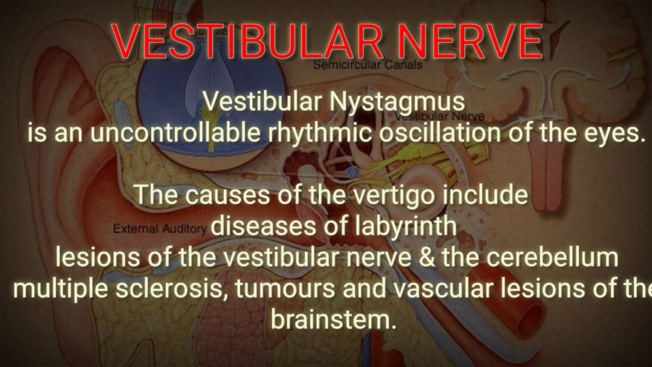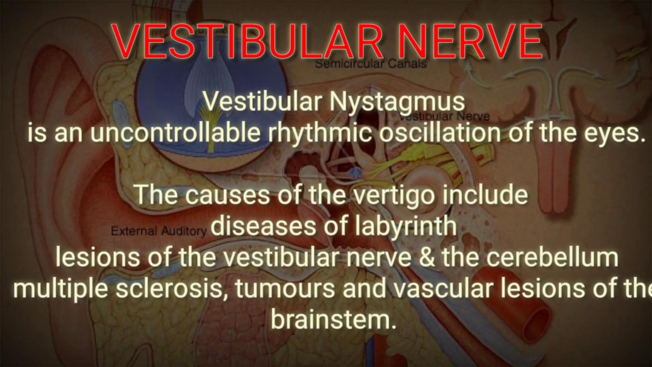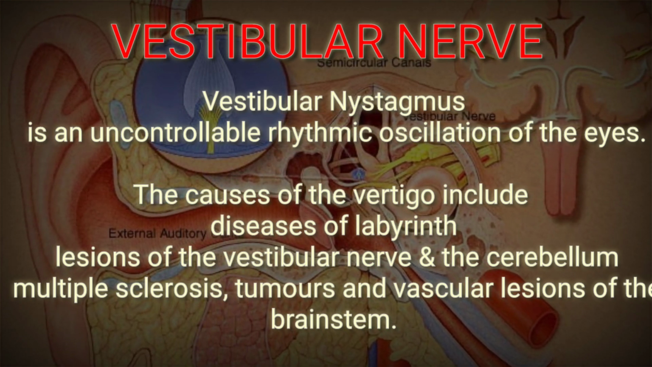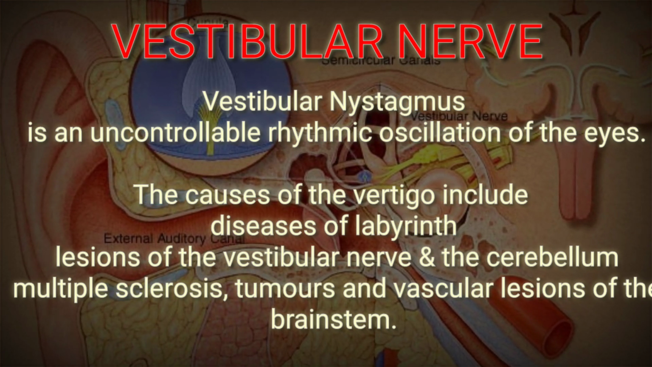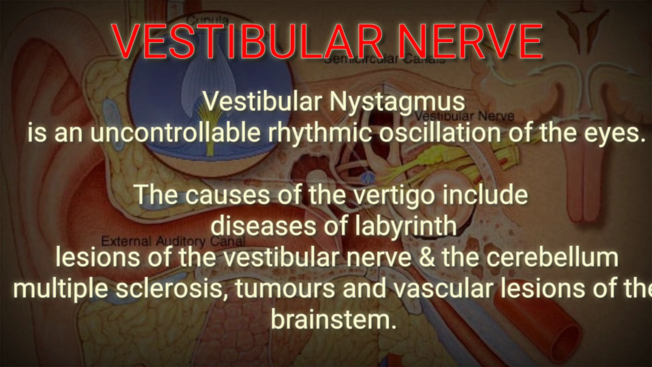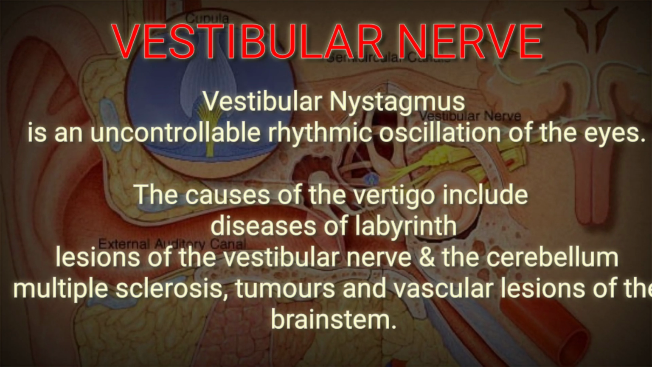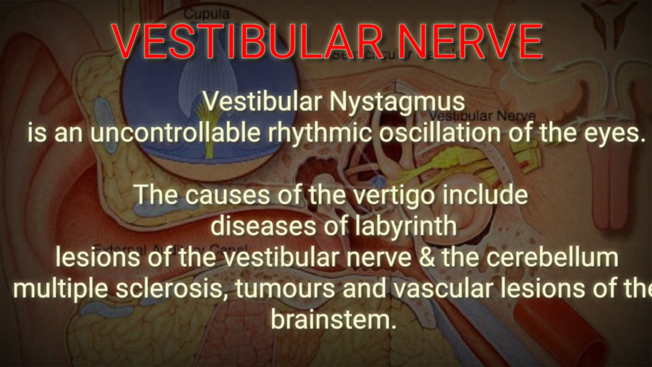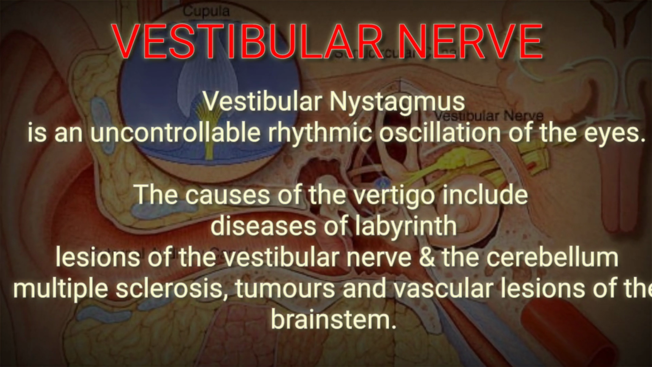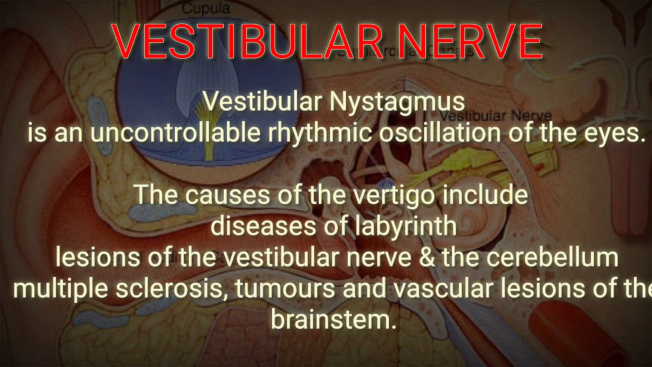The next one is vestibular nerve. Disturbance of the vestibular nerve function includes giddiness, that is vertigo, and nystagmus. Vestibular nystagmus is an uncontrollable rhythmic oscillation of the eyes. This form of nystagmus is essentially a disturbance in the reflex control of the extraocular muscles, which is one of the functions of semicircular canals.